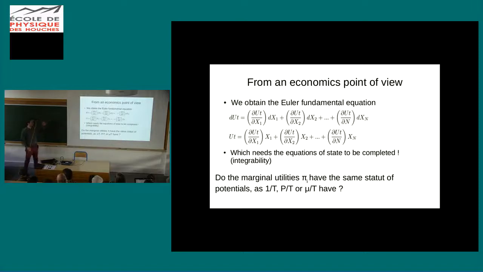But as before, we have done only one half of the work. We need the second part, and the second part is the definition of the state equation. So the question is, do the marginal utilities have the same role, and in fact the same status, as 1 over T, P over T, and mu over T? What does that mean? It means that the system must be ergodic.